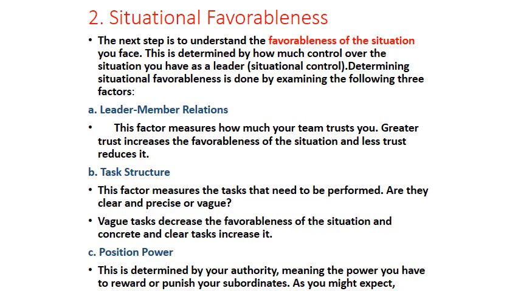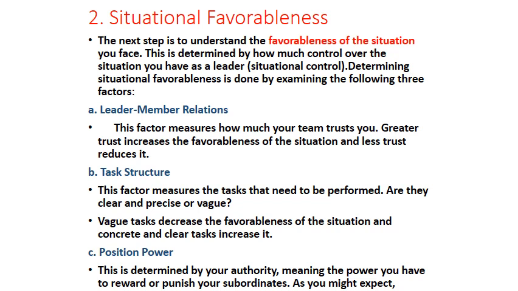Next is situation favorableness, which we already discussed. There were three: leader-member relations, task structure, and position power. The next step is to understand the favorableness of the situation you face. This is determined by how much control over the situation you have as a leader. Determining situation favorableness is done by examining the following three factors.